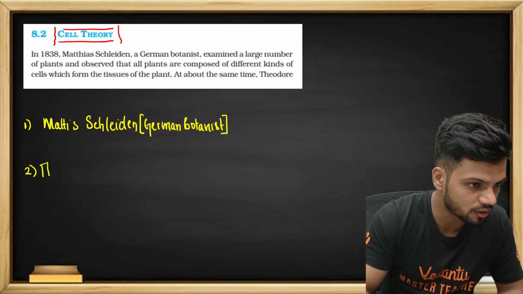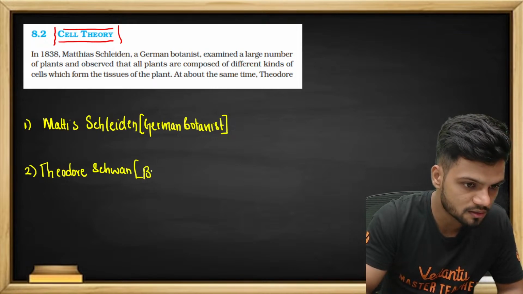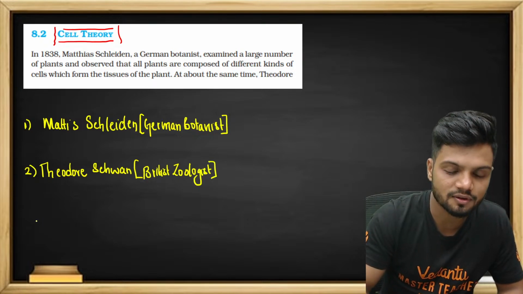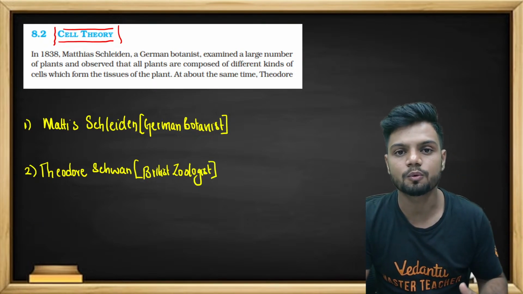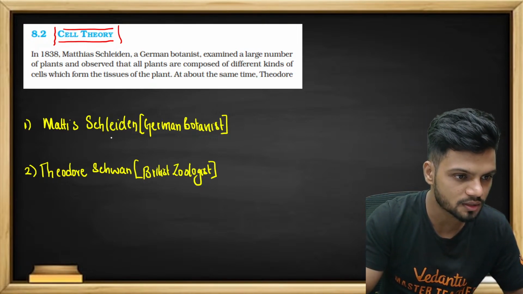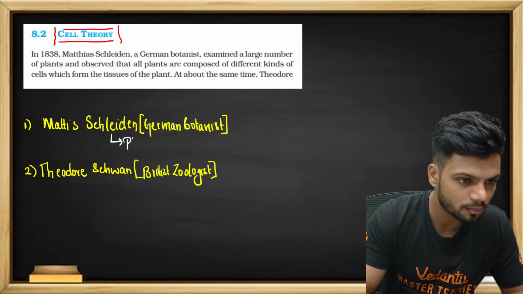Then we have the second scientist, that is Theodor Schwann. Theodor Schwann was a British zoologist. Now, the third one I'll tell later on, but understand the first two scientists, what do they do? First, this one, the German botanist. His main work was on plants.